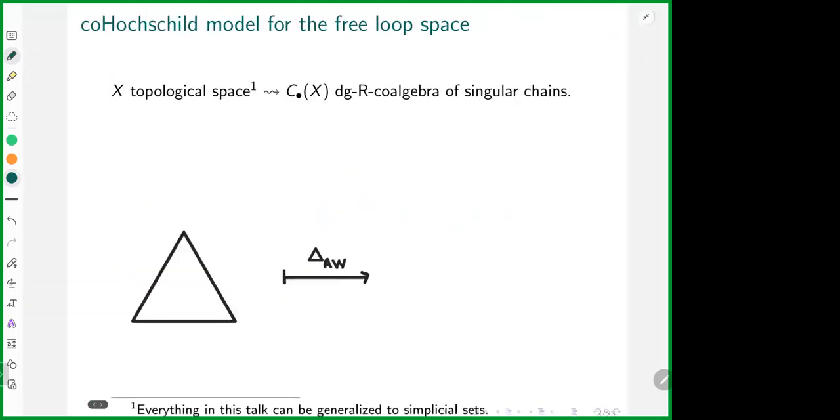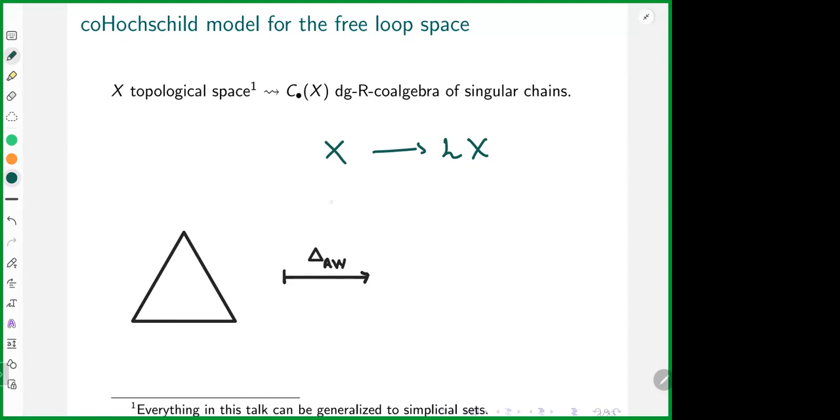So right. First, let me introduce the co-Hochschild model for the free loop space. Let me tell you a bit of where we're going towards. Given X a topological space, I can construct its free loop space of loops on X with the compact-open topology, and that's also a topological space, and it's of interest to study the topology of this new space, loops on X.